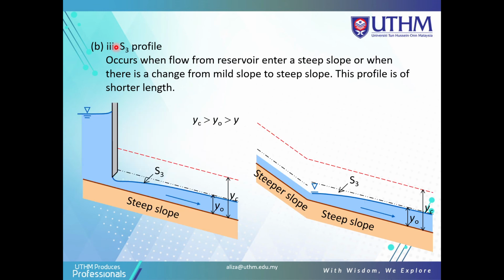Okay, the S3 profile occurs when flow from a reservoir enters a steep slope or when there is a change from mild slope to steep slope. So this profile is of a shorter length here. Okay, from the reservoir entering a steep slope, or from the mild slope to the steep slope here. Okay, just remember this one.